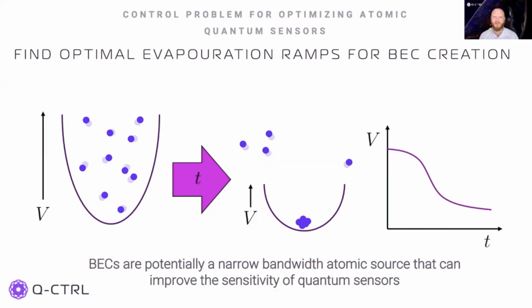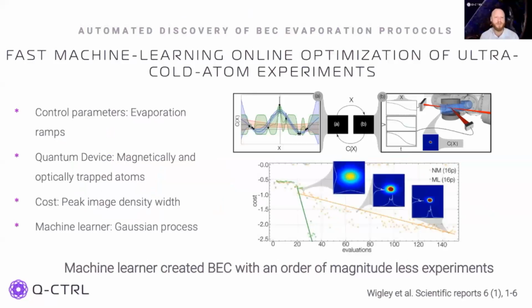Determining the optimal shape of a cooling ramp is a non-trivial process involving quantum dynamics and nonlinear interactions. Typically, experimentalists have to manually calibrate the evaporation ramp each time they want to create a BEC. This makes it an excellent candidate for closed-loop automated optimization. The first experiment mLoop was used on was to optimize the cooling ramps to create a BEC. The experiment was completed by Wigley et al. on an experiment at the Australian National University. For additional details, please see the paper available in Nature Scientific Reports.